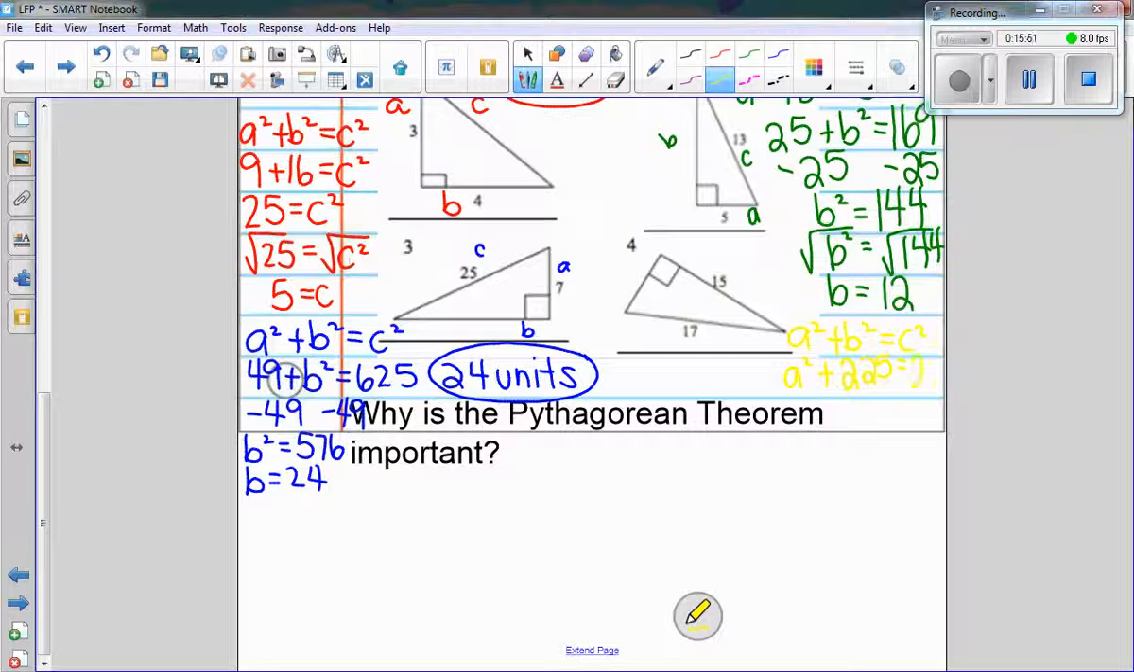We have to find what A is. So, A, stop. 7, 3, 15.